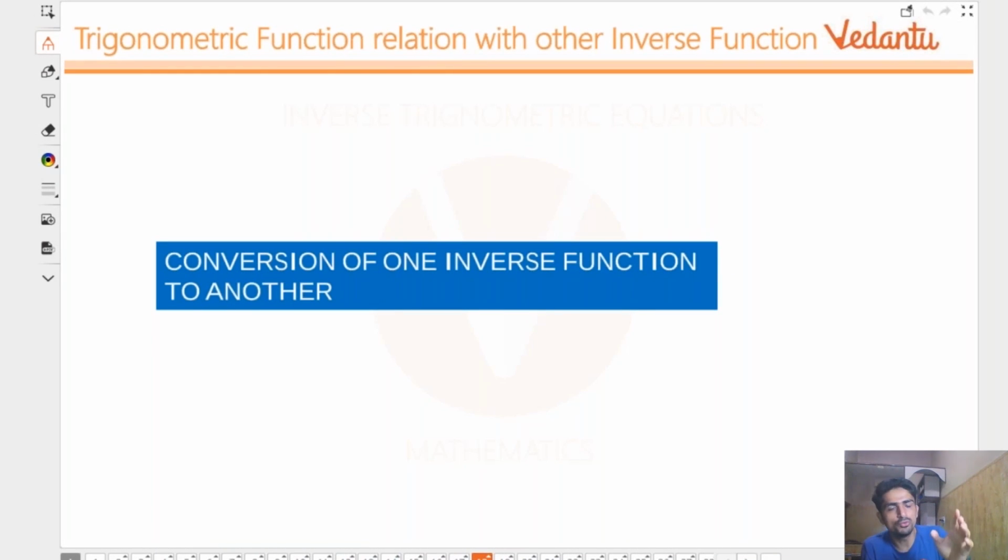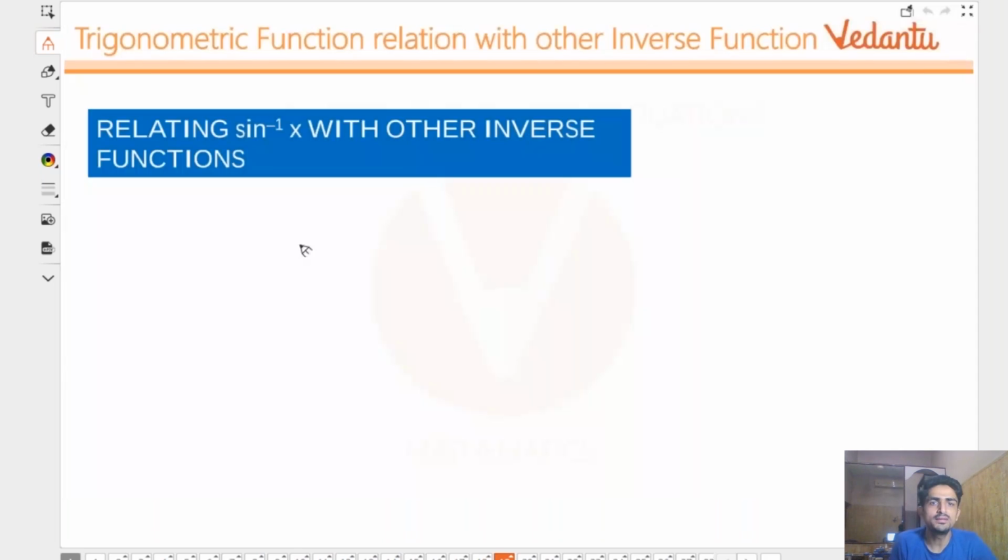Now, before we could use these things in the examples, we need to do one more concept, and then we'll be doing examples on that. Conversion of one inverse function to another. What does that mean? It means if we have sine inverse x and we want to write it as cos inverse of something, how do we write it?